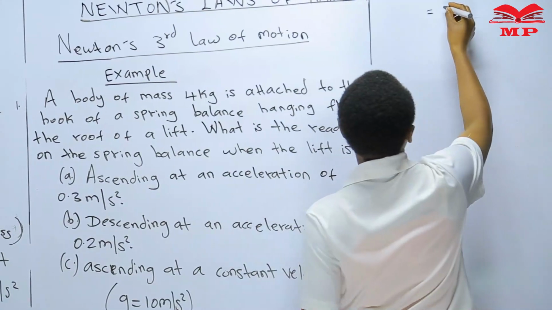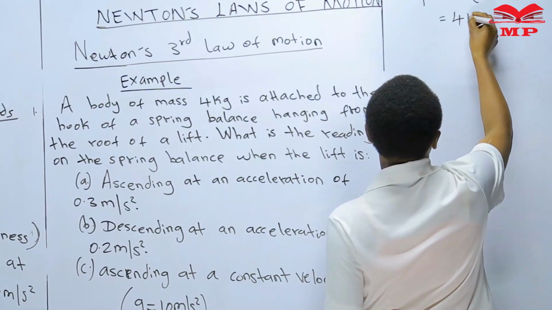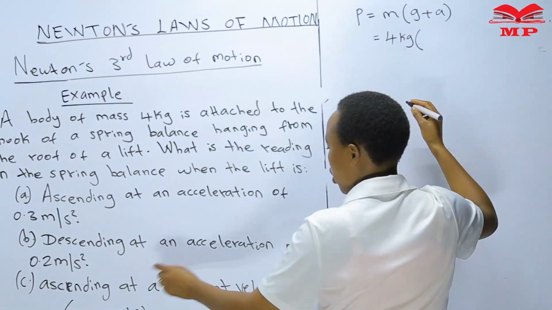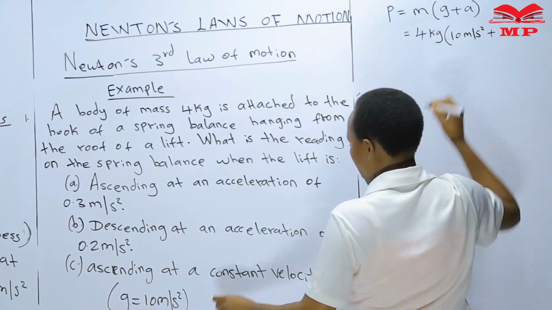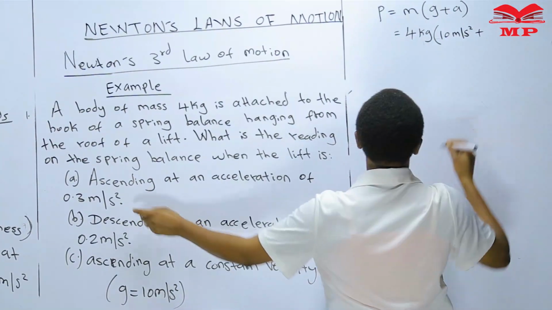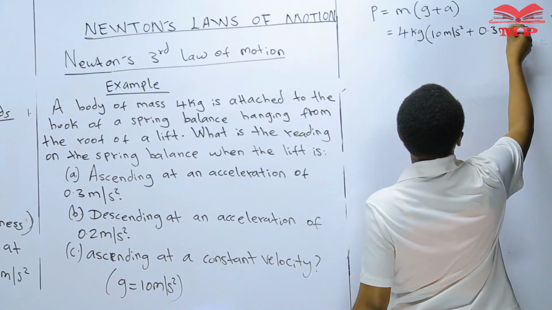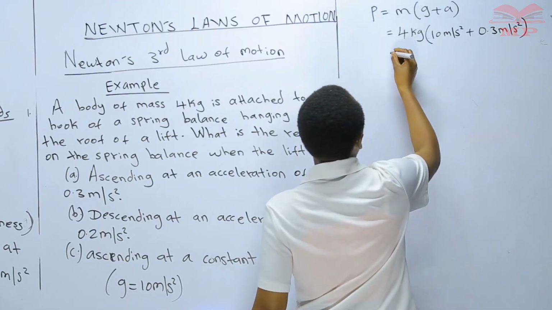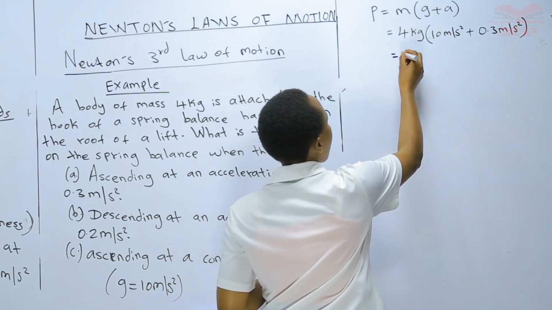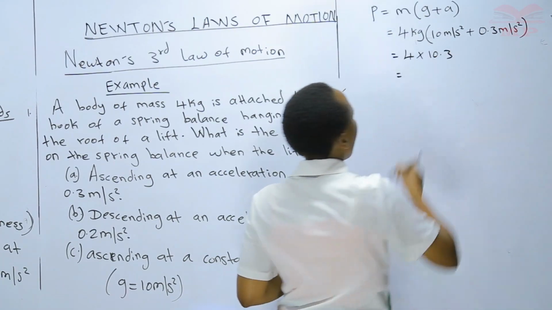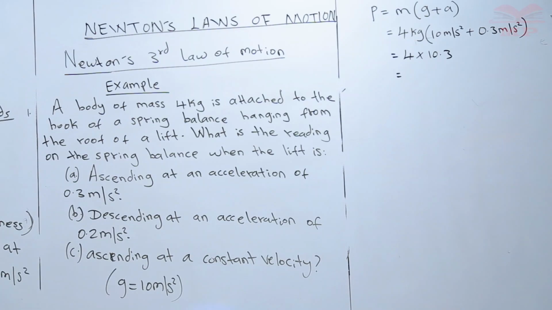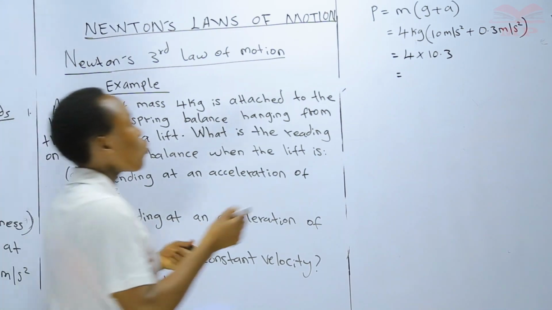The mass is 4 kilograms. Then we have the gravitational force, which is 10 meters per second square. Then plus acceleration, and the acceleration we have been given as 0.3 meters per square second. And therefore, the reading will be 4 multiplied by 10.3. And that will give us the reading on the scale. So we are going to have 10.3 multiplied by 4, which is 41.2 newtons.